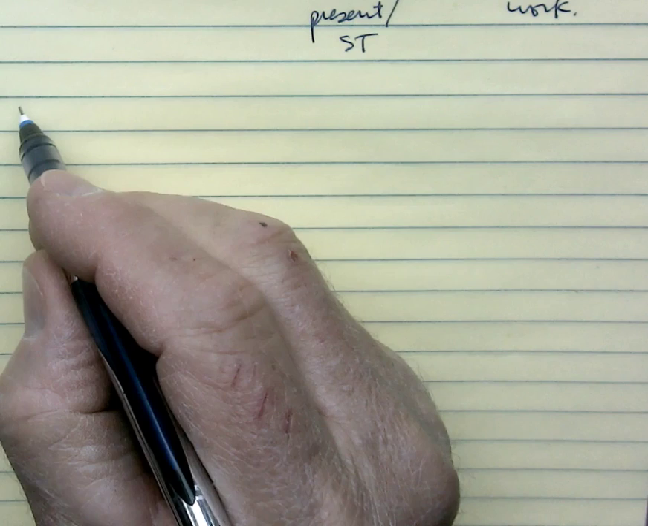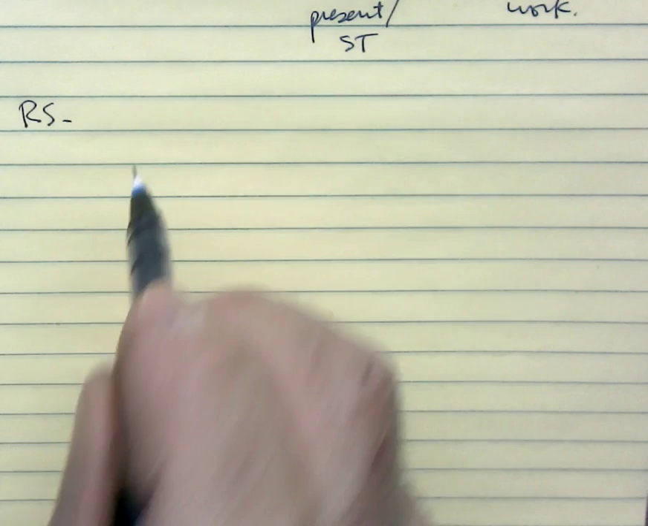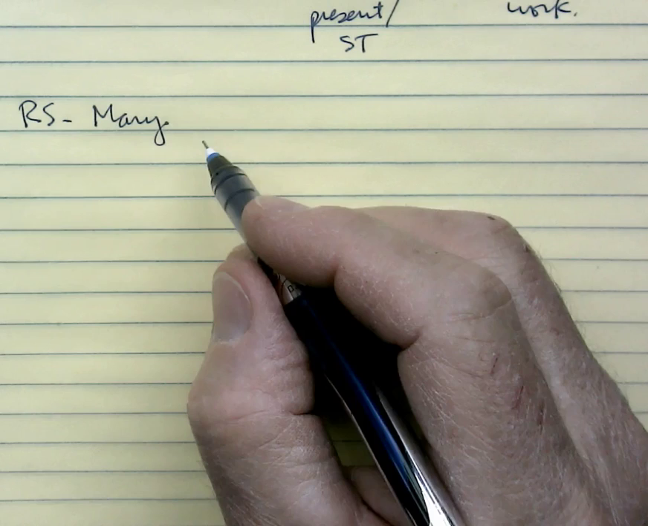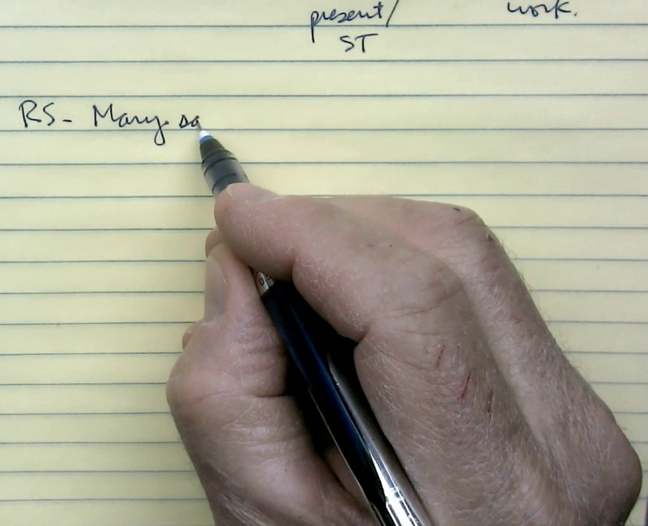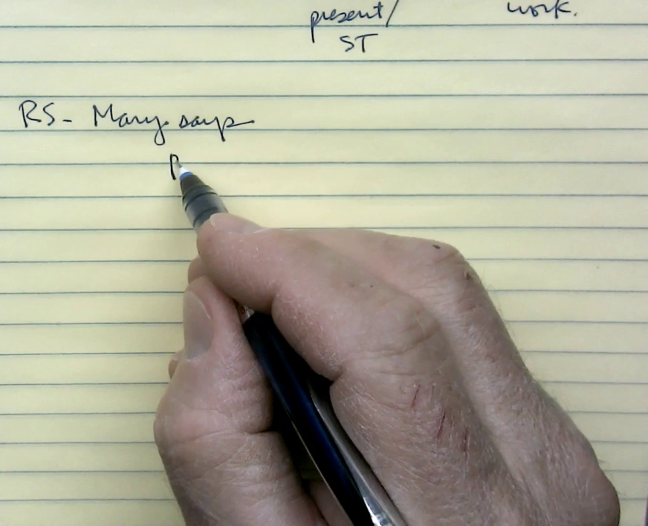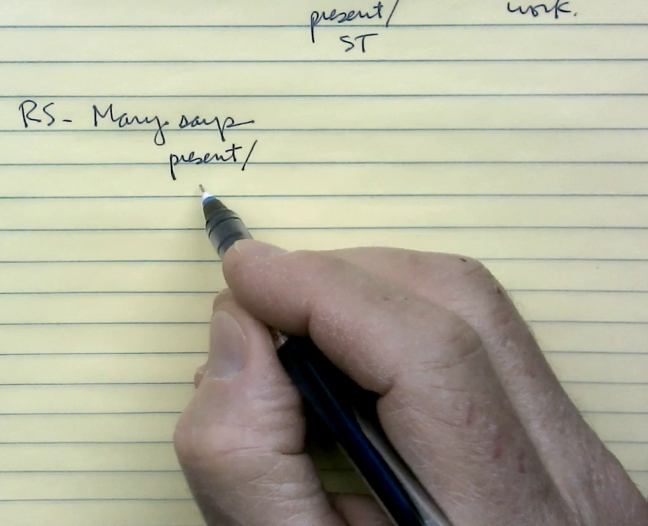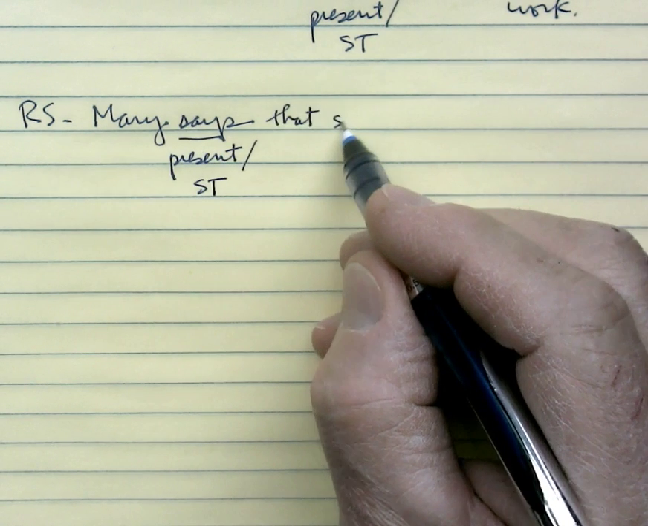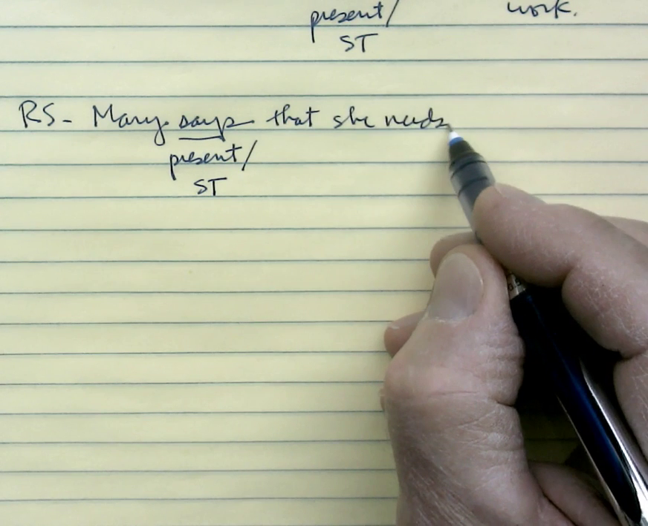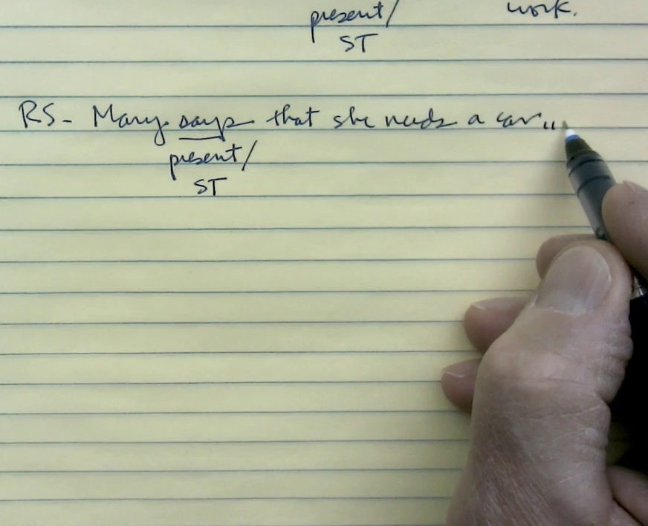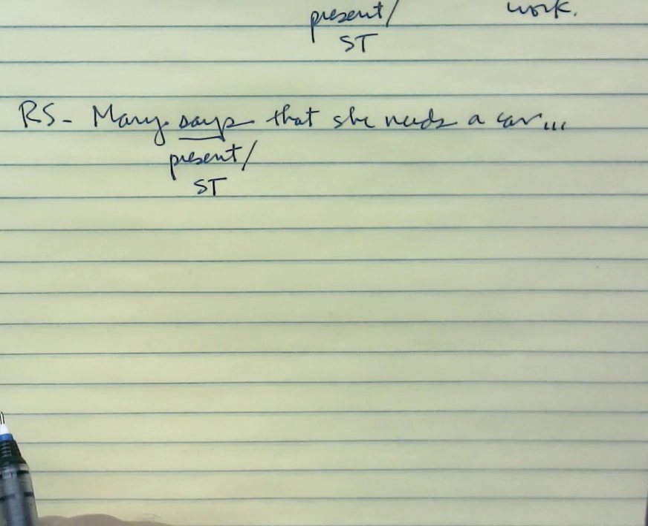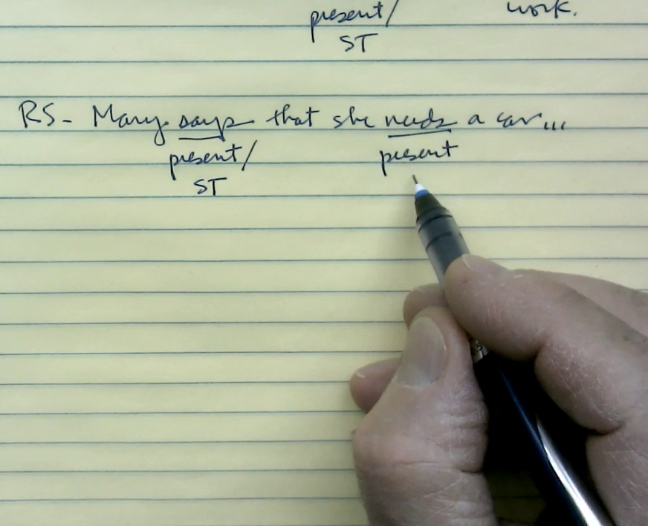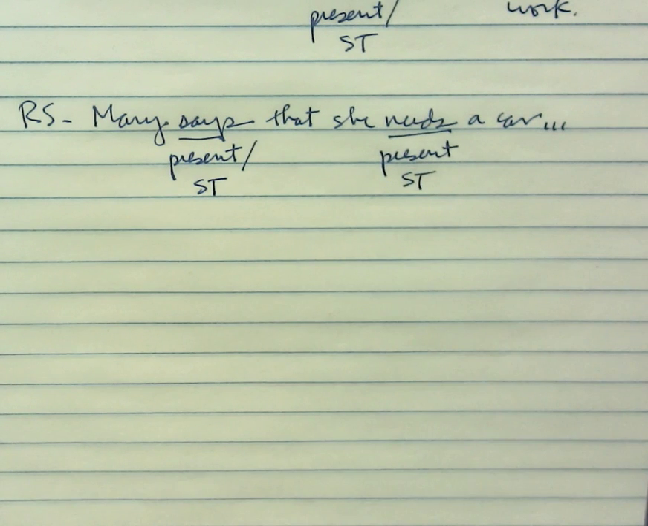Or you also have another choice. If you wanted to, you could even keep the reporting verb in the habitual. Mary says, present same time, that she needs a car to go to work. Present same time.